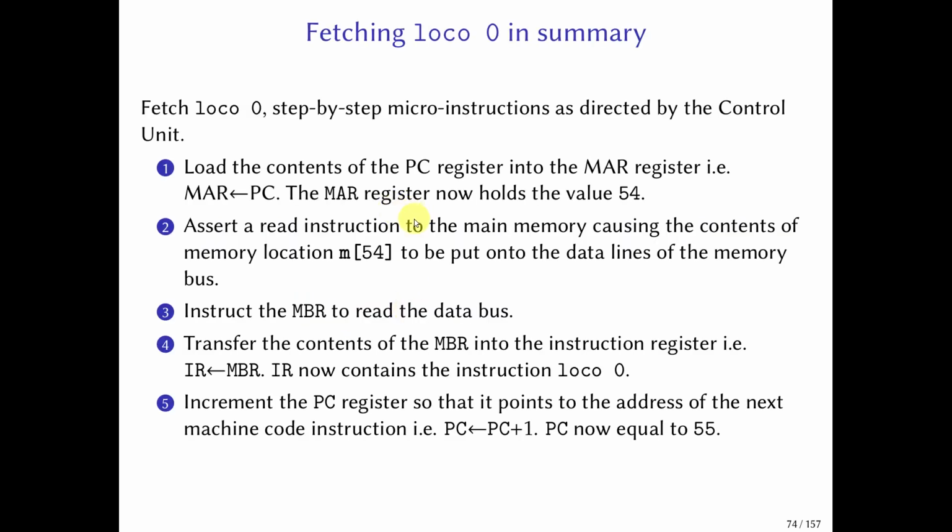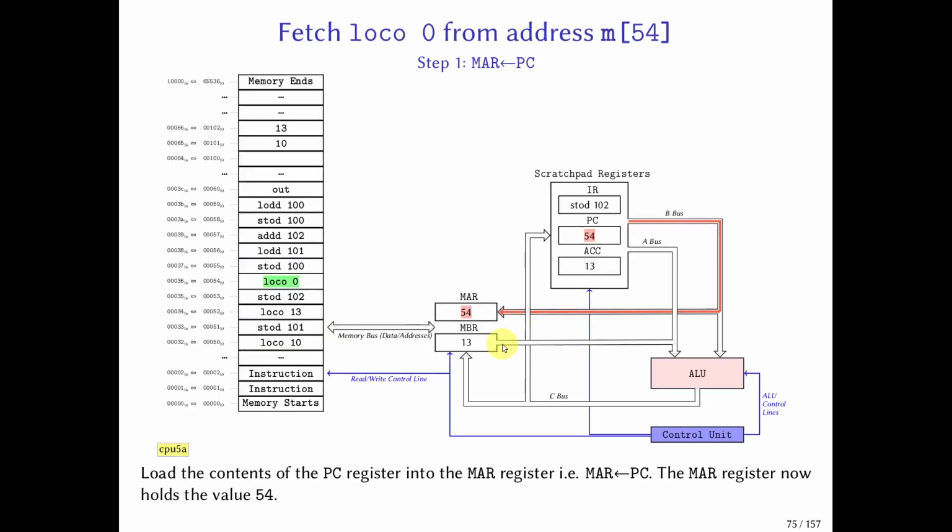And when we fetch that instruction, it's the same 5 steps as before, with the only value being different being the value of the cell that we're going to interact with, which is memory address 54. So basically we can step through the animation. It should be getting familiar to us at this point. So we're fetching loco 0 from memory address 54.